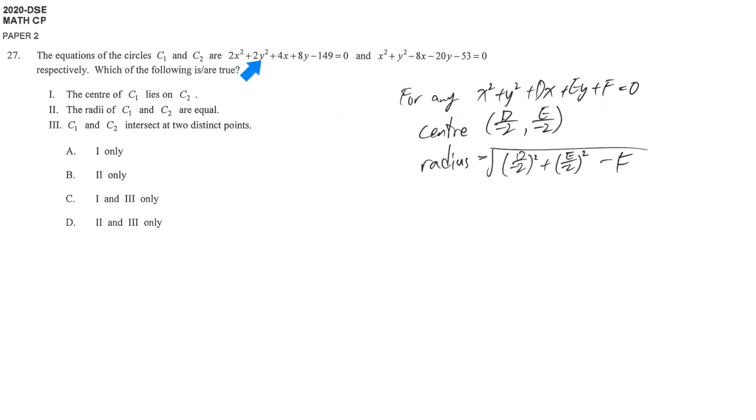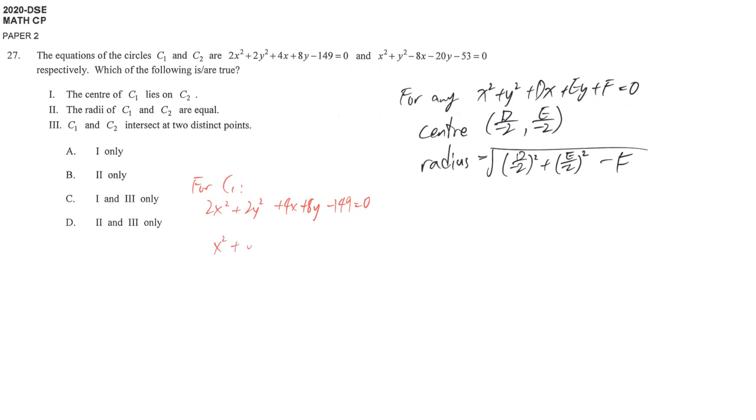So beware here, there is a little trap. If this coefficient is not 1, you have to make it become 1 in order to use this kind of formula. There are 3 statements for us to verify, so we have to get the full details. We need to know the center and also radius for each circle. We have to divide both sides by 2 to make sure that it fits our theorem here.